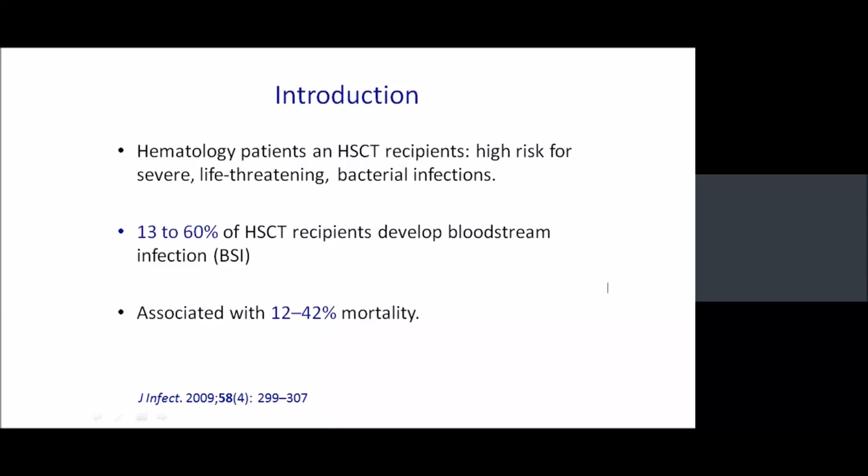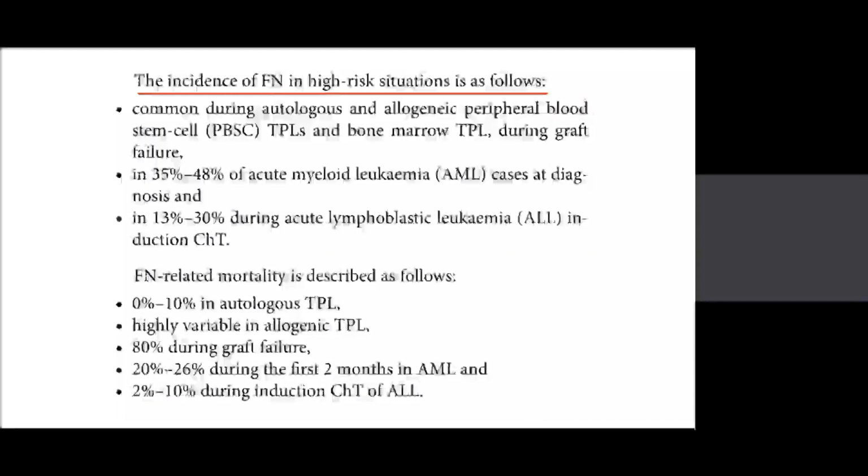And there are various series which give you various data, and in these transplant recipients, up to about 60%, right, can develop bacteremia associated with a significant mortality. Okay, right. So if you look at the incidence of febrile neutropenia in high-risk situations, it's very common during transplant, right?